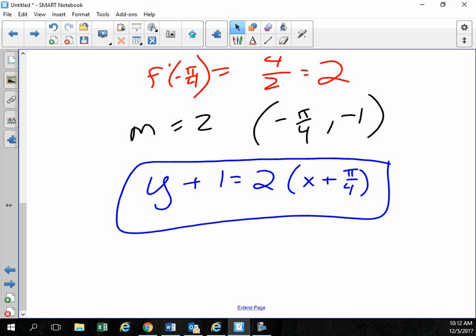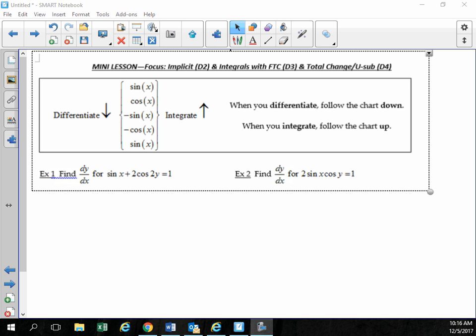Alright, so let's talk about what we're doing today. The first thing that we're going to talk about is implicit differentiation, which you've actually done before with polynomials. It is where it's not literally solved for y.